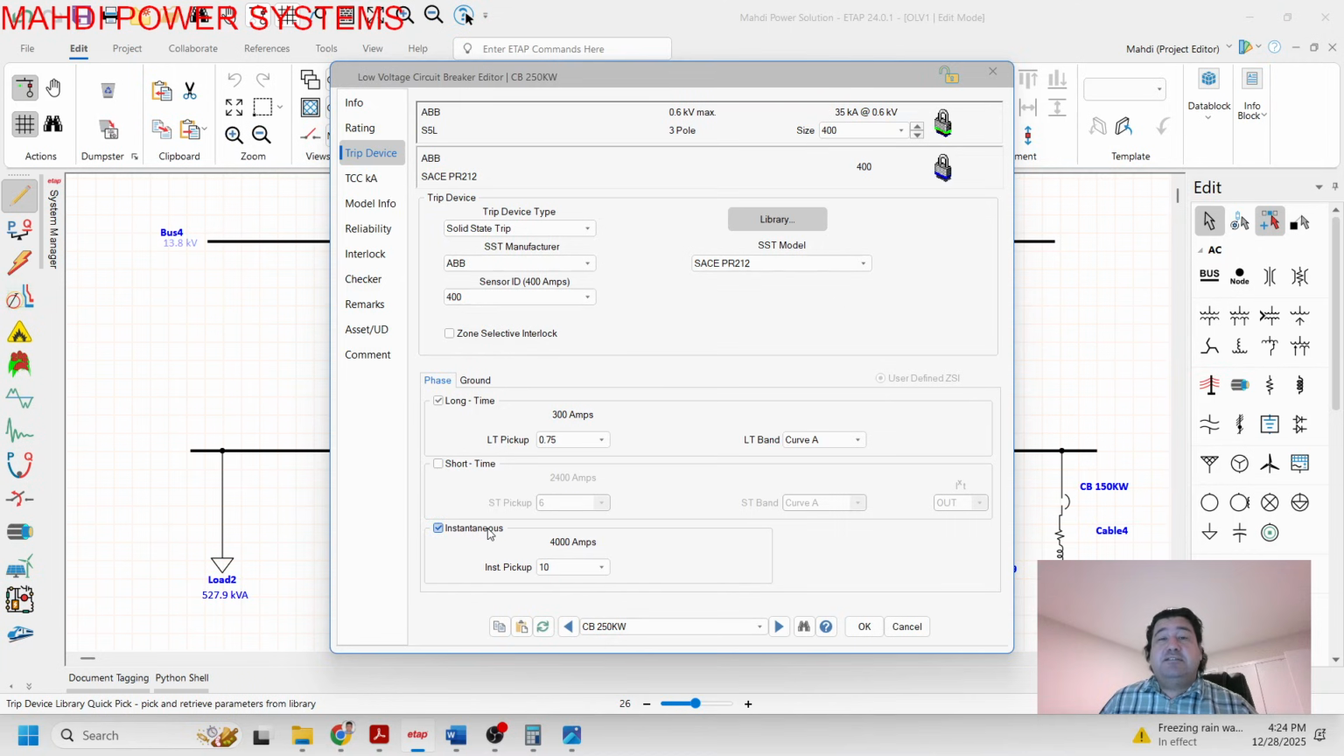Instantaneous, function 50. The delay is 0, without any delay. Instantaneous, or function 50 in the ANSI code. Today I want to first talk about the long time.